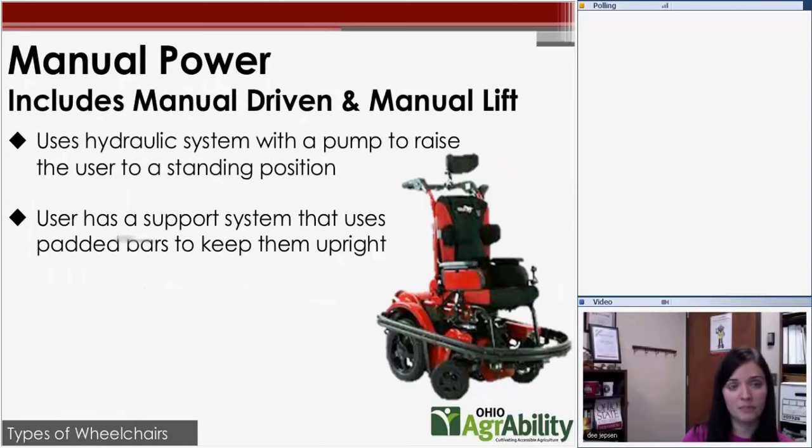The first type of standing wheelchair is a manual-driven manual lift. So it uses a hydraulic system with a pump to raise the user into a standing position, and then if the user wants to be mobile in that position, they're required to push themselves manually. And to keep the user upright, that's achieved by kind of a padded support across the chest for the user, and then also down below the knees to keep the user in a safe standing position.